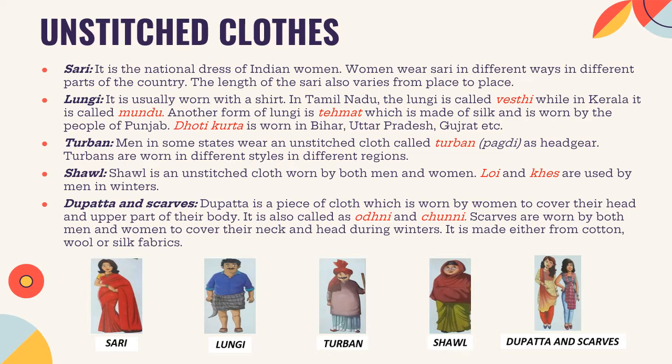Dupatta and scarves. Dupatta is a piece of cloth which is worn by women to cover their head and upper part of their body. It is also called orni and chunni. Scarves are worn by both men and women to cover their neck and head during winters. It is made either from cotton, wool, or silk fabrics.